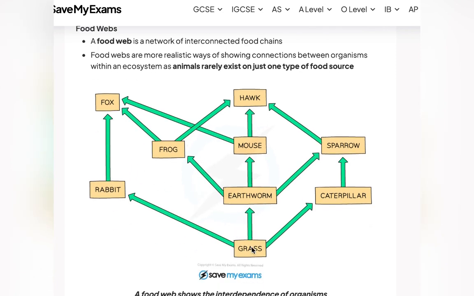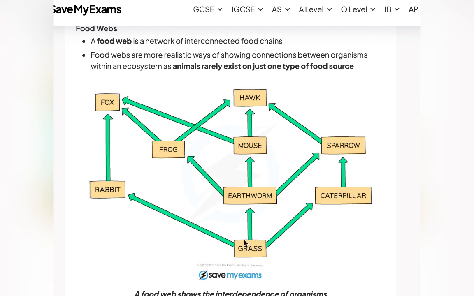How is that? Because here you have the grass. This grass is eaten by this rabbit, and then this rabbit is eaten by the fox. This is one food chain, which can end here. Three levels: the grass is the producer, the rabbit is the primary consumer, the fox is the secondary consumer.